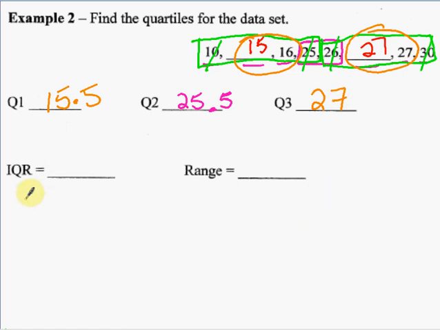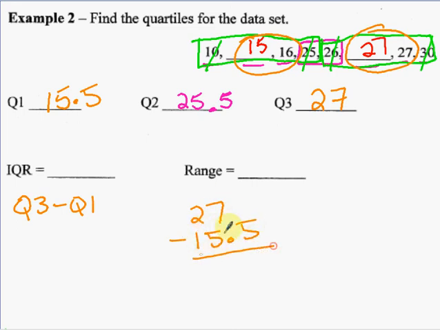For the interquartile range, I'm going to remind you that's Q3 minus Q1. That's 27 minus 15.5. So let's do a little subtraction with the borrow. We'll make that a 5. Bring down the decimal. Make that a 6, that's a 1, and a 1, that's 11.5. Interquartile range again, IQR. And the big range is 30 minus 10, which is 20, the max minus the min.